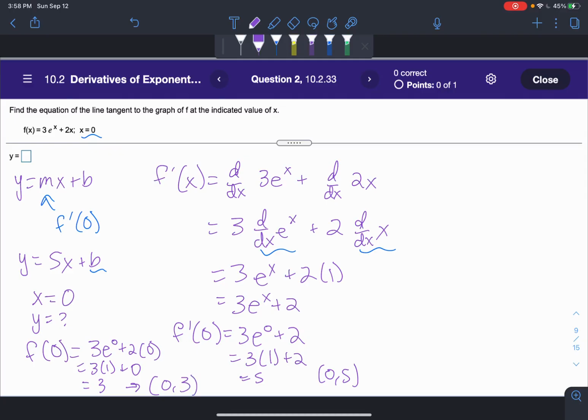So if I plug this into my tangent line, y equals 5x plus b. So if I plug in that point, 3 is equal to 5 times 0 plus b, or my b is equal to 3. And so my tangent line is y equals 5x plus 3.